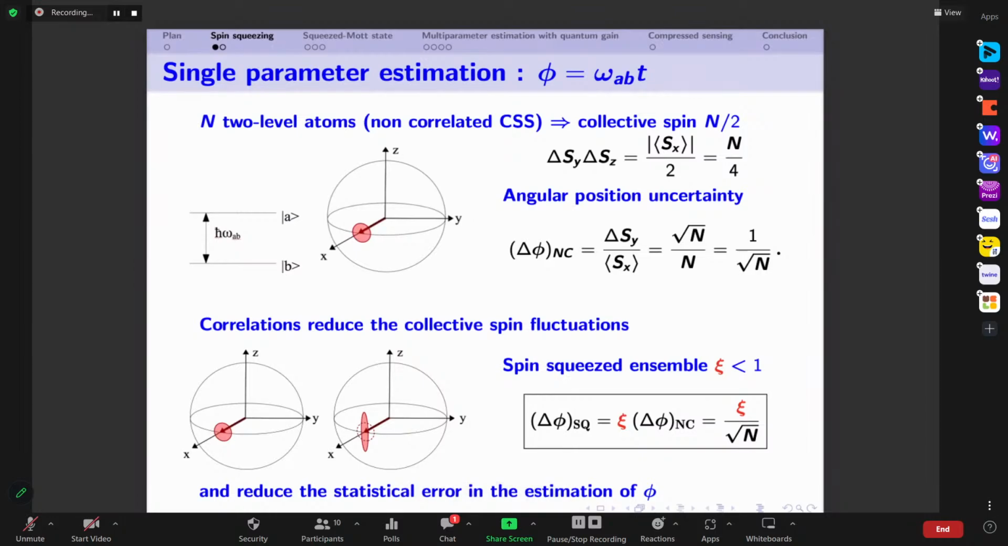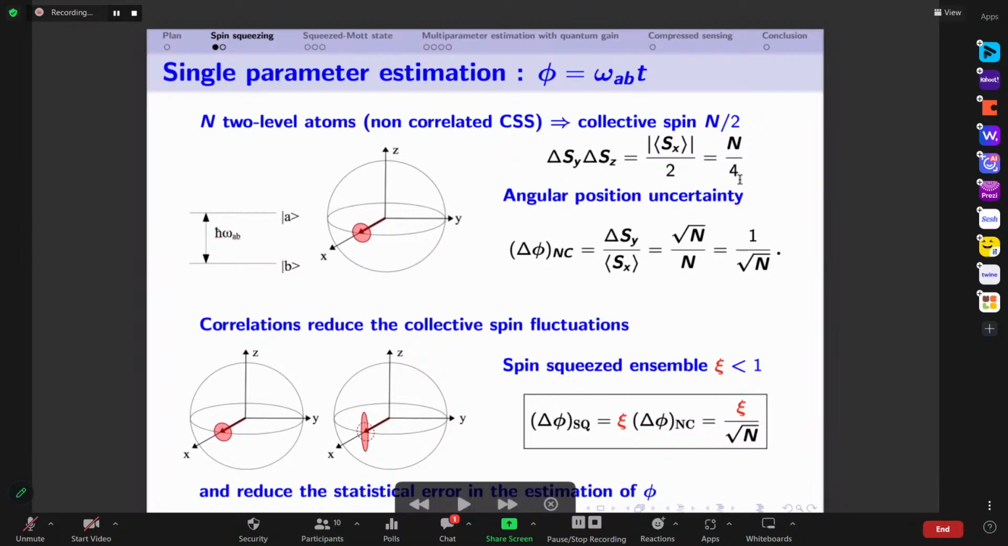And the fact that the three components x, y, and z of the spin do not commute means that there are some fluctuations in the other two directions, that is y and z. In particular, the fluctuations in the direction y make an angular uncertainty on the position of the spin. And so if you want to measure precisely the accumulated angle, this gives you an uncertainty. When the atoms are independent, the fluctuations in the components y and z are the same, and they are given by the Heisenberg uncertainty principle. That is, the product of the square roots of the variances in y and z is N/4.